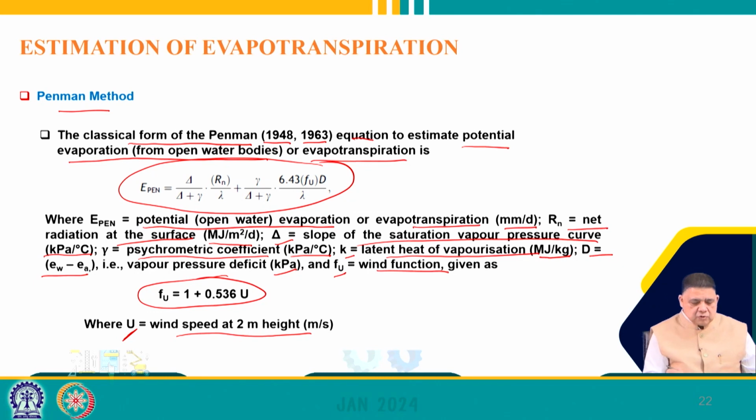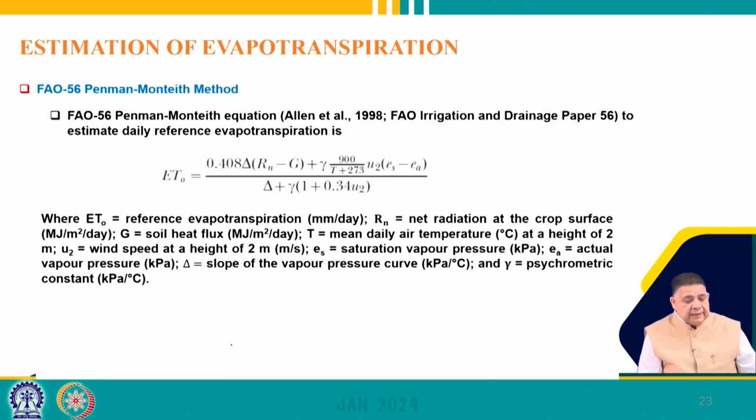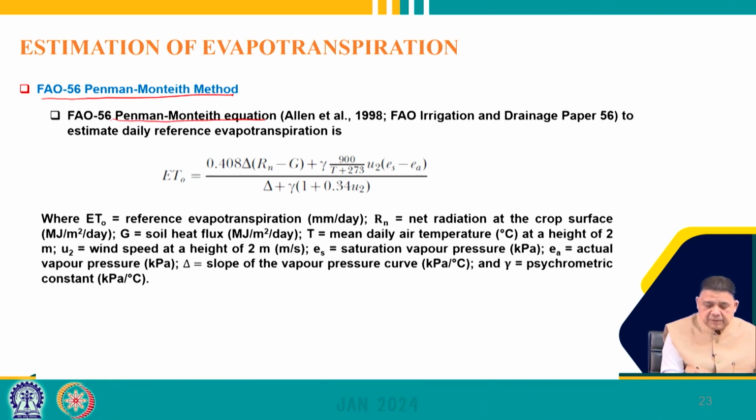Fu is a function of u, which is the wind velocity or wind speed at 2 meters height in meter per second. So, obviously, as you can see, a large amount of data is needed in order to be able to use the Penman method, but its accuracy is definitely much higher than the Blaney-Criddle method or the Thornthwaite method we discussed, or in fact many other methods. And now let us come to the FAO 56 Penman-Monteith method. The FAO 56 Penman-Monteith method or equation was developed by Allen and others in 1998, and basically it is an integral part of FAO irrigation and drainage paper number 56, and it helps estimate daily reference evapotranspiration.